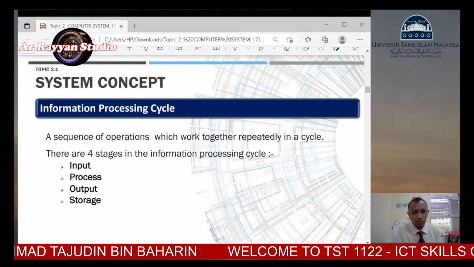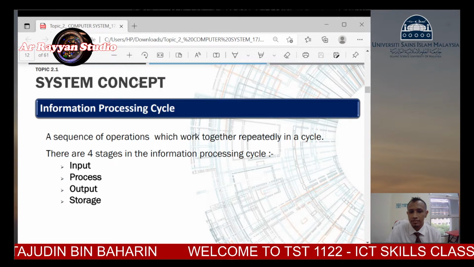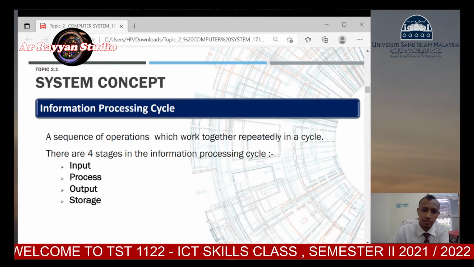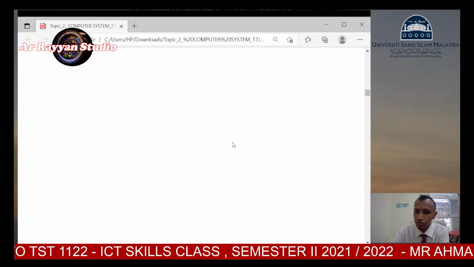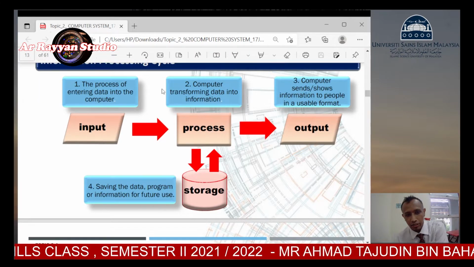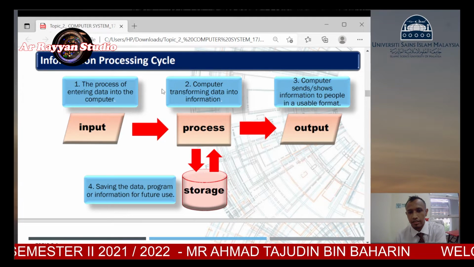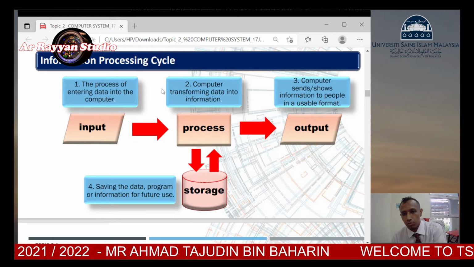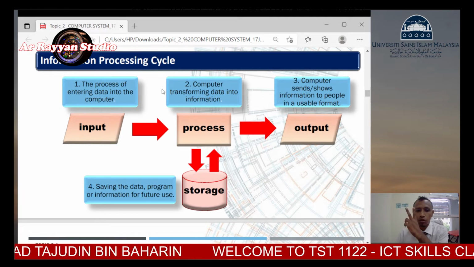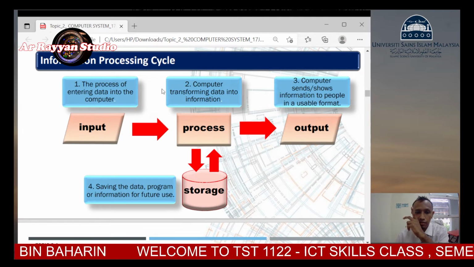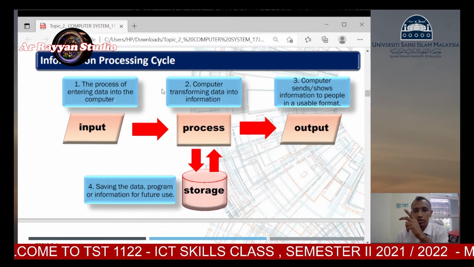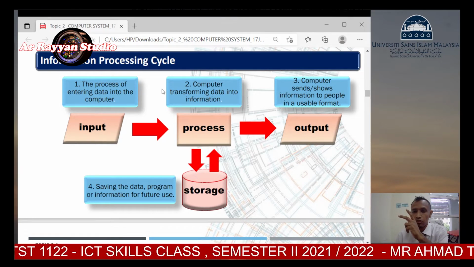Okay, back to information process cycle. Right, a sequence of operation which work together repeatedly in cycle. There are 4 stages in the information process cycle: input, process, output, and storage. On the input side, the process of entering data into the computer, and then in the process side, computer transform data into information. And then there are 2 options, either saving data, program or information for future use, or computer shows information to the people in usable format.